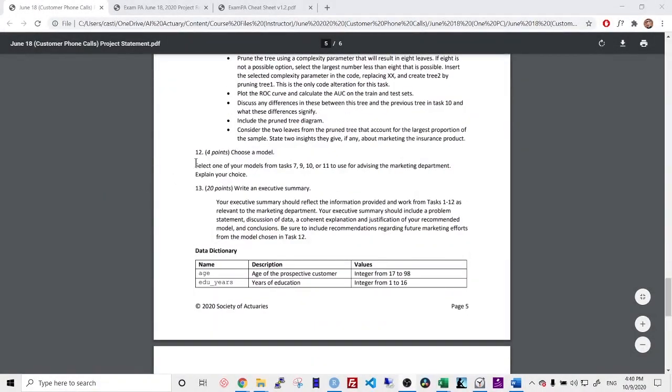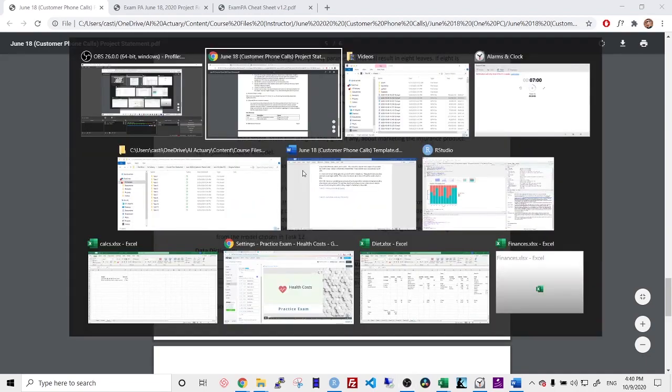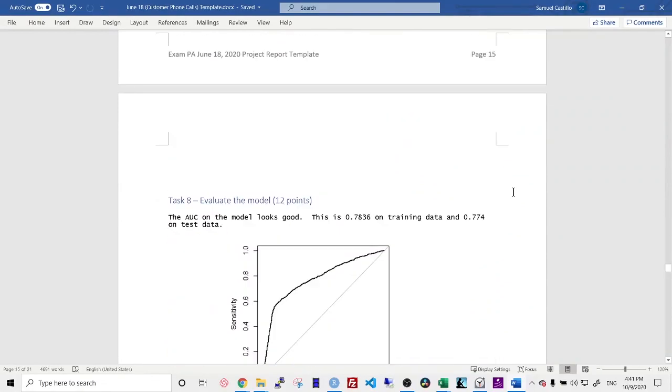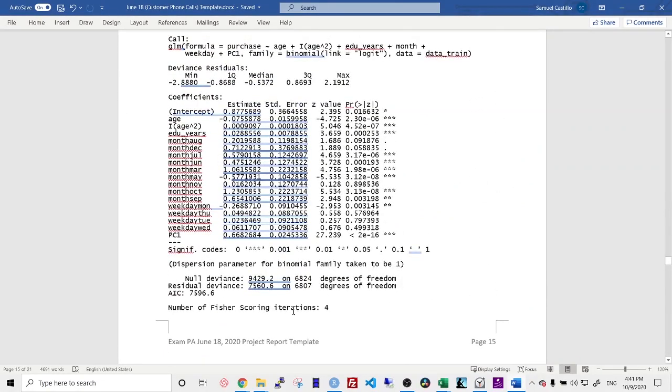Task 12, choose a model. This question is only worth 4 points, so I want to go through this very quickly. Select one of your models from tasks 7, 9, 10, or 11, and use it for advising the marketing department. Explain your choice. So let's just quickly go back to task 7. Task 7 was a GLM that used age and age squared.